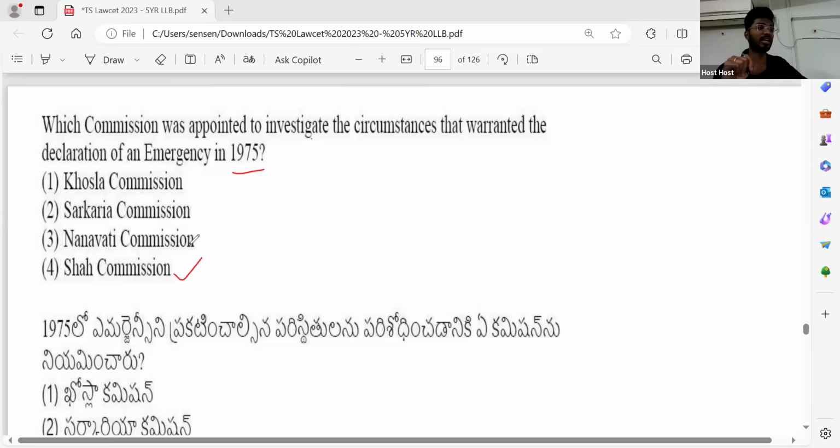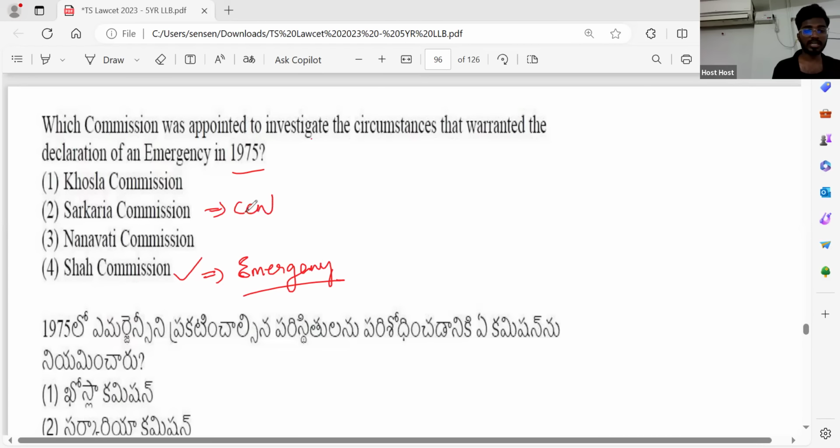Because I discussed it in the class, but it is not related to the emergency. It is related to center-state relations. Shah Commission is related to the emergency, to check why the emergency was imposed. I'll tell you everything, don't worry. Sarkaria Commission is on center-state relations.